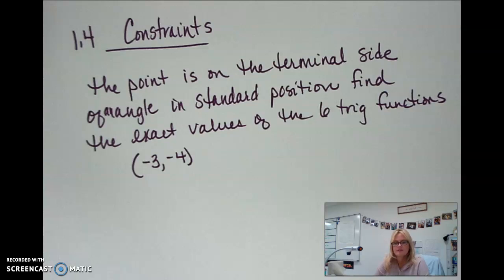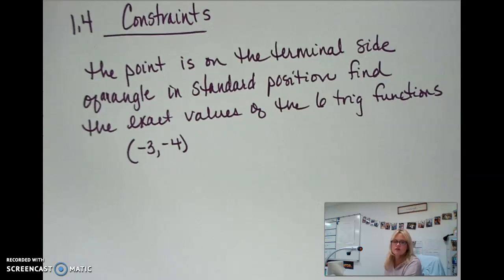Hi everyone, we are going to look at 1.4 today, which is going to be talking about constraints. But before we do that, let's do a little warm up here. It says that the point is on the terminal side of an angle in standard position. Find the exact values of the six trig functions.